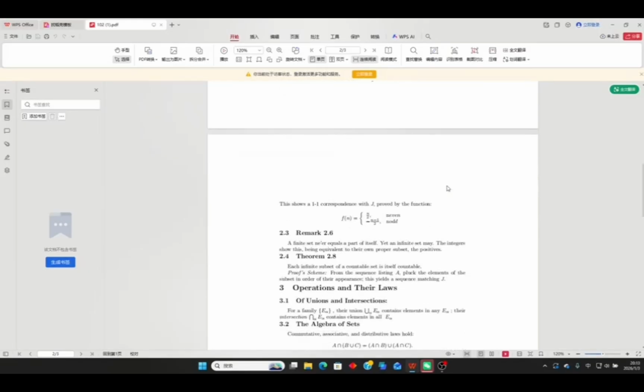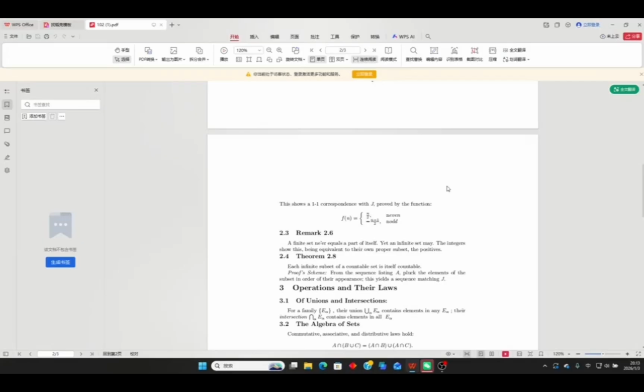There is an interesting fact. A finite set cannot be the same size as one of its smaller parts, but an infinite set can. These integers are the same size as just the positive integers. So there's a theorem: if a set is countable, every infinite subset of it is also countable.